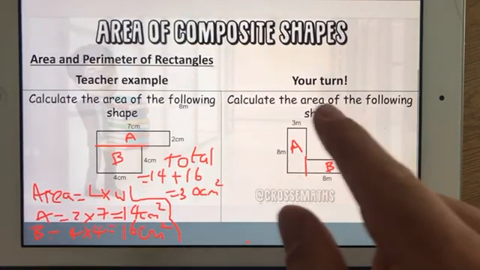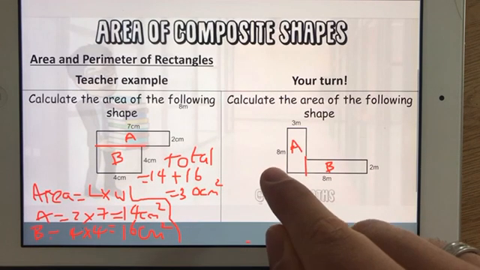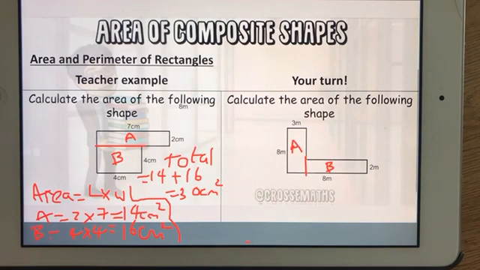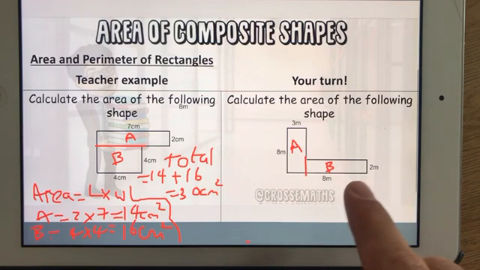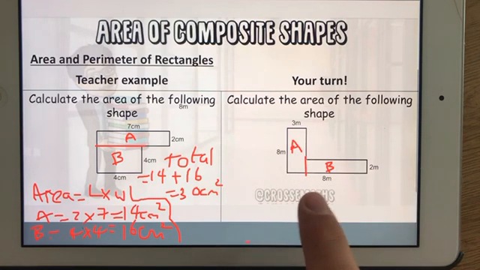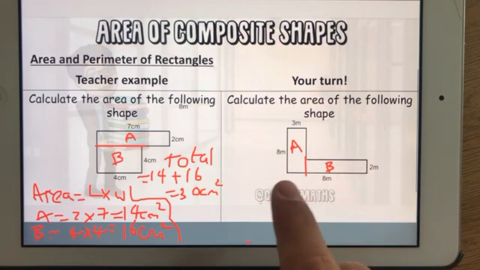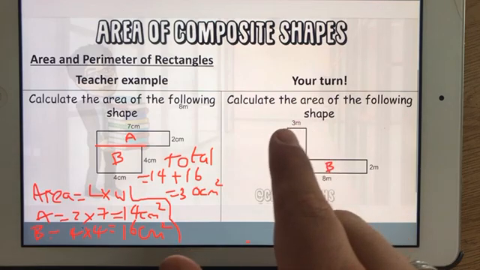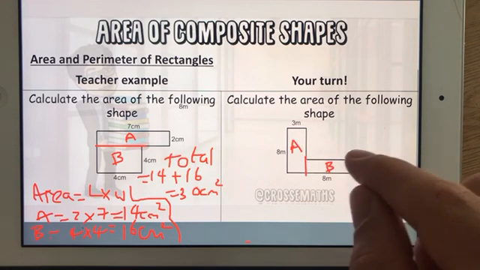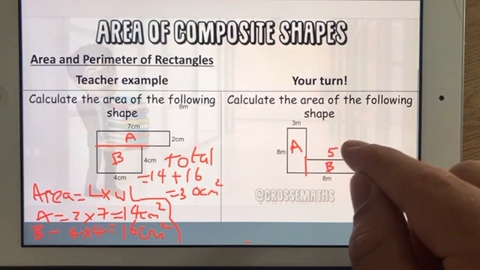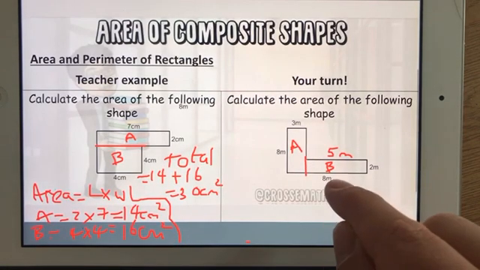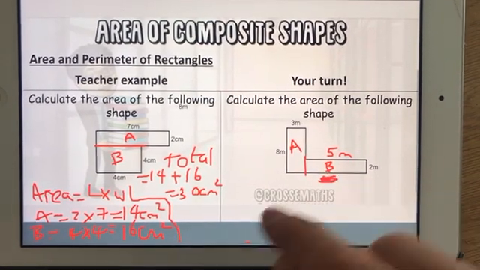Now, shape A's been labelled. I've got my length, which is 8, and my width, which is 3. That's easy, that's done. This one over here hasn't been labelled because 8 is the whole thing. We don't want the whole thing. We just want this little section here. So we need to label this side up here. If the whole thing is 8, and this little bit up there is 3, that side over there has got to be 5. Once you know that side's 5, you scribble out the one you don't need because we don't want that one.